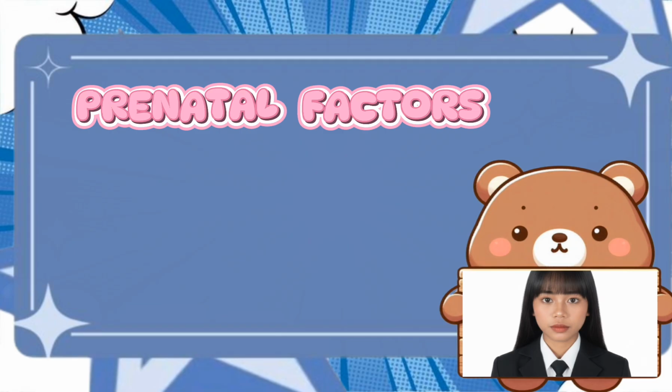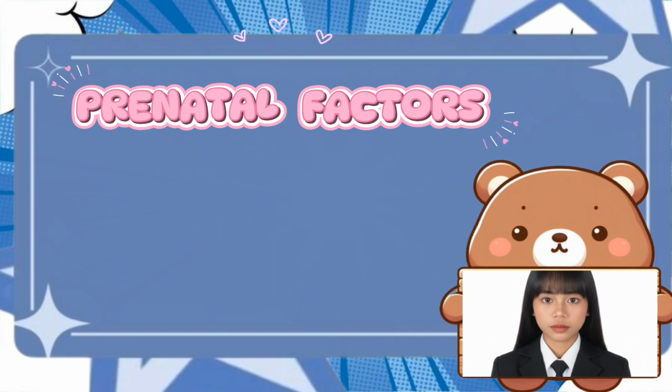The prenatal period is divided into 3 trimesters. During this time, the developing baby or fetus is incredibly sensitive to the mother's physical and emotional environment. Today, we'll focus on 5 key factors that influence these stages, which are nutrition, maternal health, environmental exposures, stress, and substance use. Let's start with nutrition.